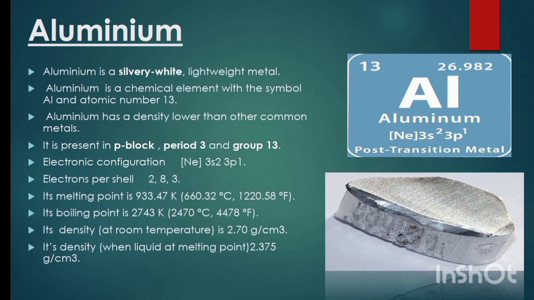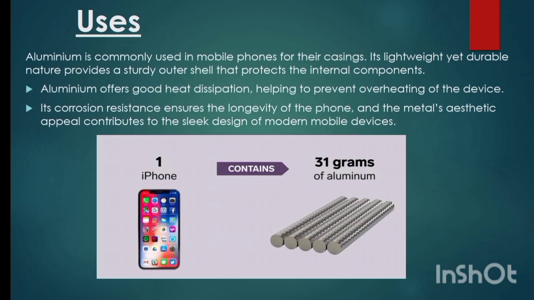Its melting point is 933.47 kelvins. Its density at room temperature is 2.70 grams per cubic centimeter. Its density when liquid at melting point is 2.37 grams per cubic centimeter. Uses: aluminium is commonly used in mobile phones for their casings. Its lightweight yet durable nature provides a sturdy outer shell that protects the internal components.